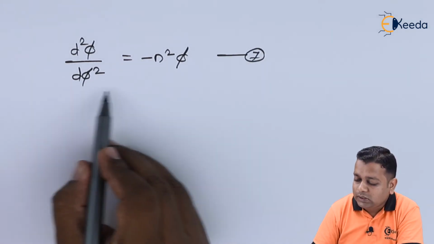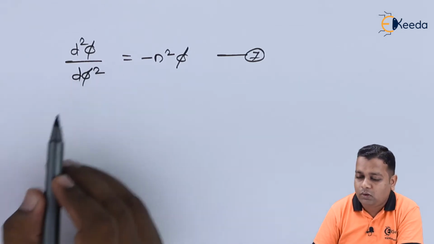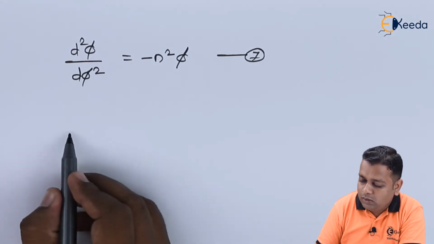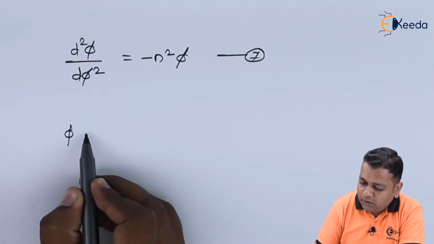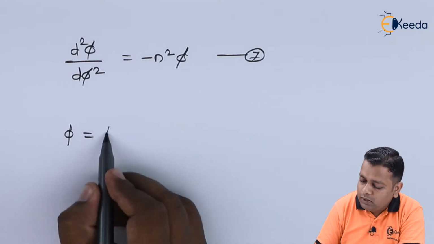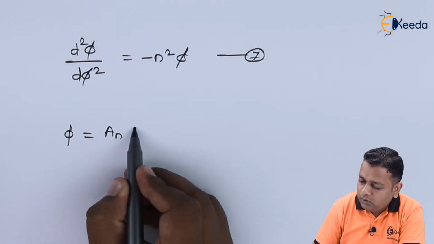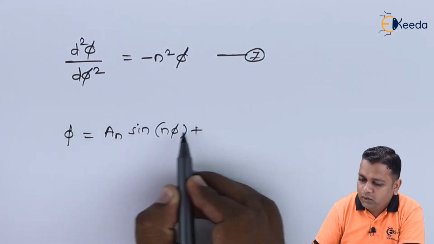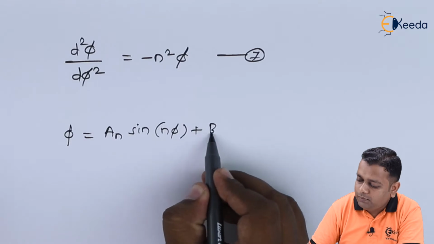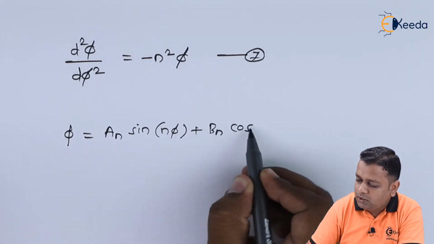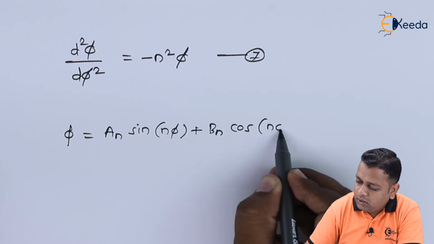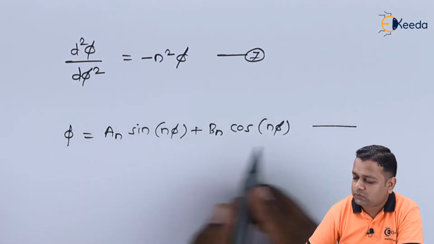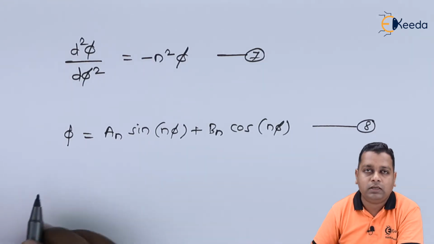So for such a differential equation of the second order, the solution can be of the harmonic function type. We have capital phi given in terms of capital A suffix n into the trigonometric function sine n phi, added to capital B suffix n into the trigonometric function cosine n phi. So let this solution be equation number 8 here.